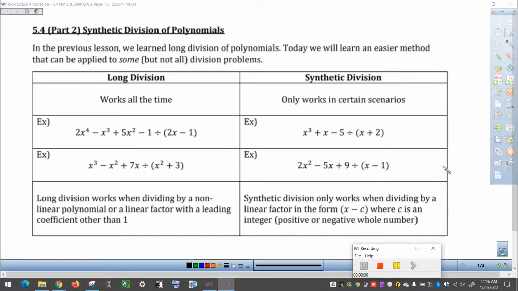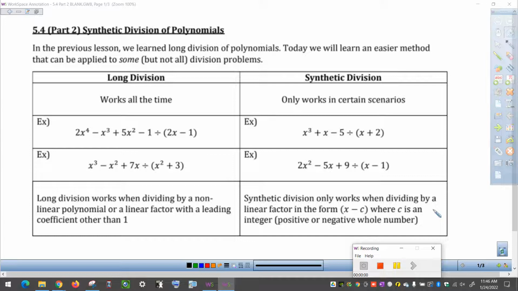Hello, this is Mrs. Sharrow, and today we are going to look at 5.4 Part 2, which is a lesson covering a new process for dividing polynomials. The method is called synthetic division, and many students find this method to be easier and faster than long division. However, it doesn't work 100% of the time.